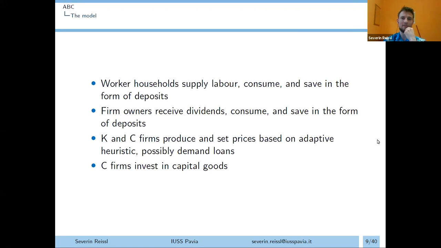There are capital goods firms and consumption goods firms, which make a quantity and a price decision based on an adaptive heuristic, which essentially is based on the assessment of their own price relative to the average market price, as well as whether they have in the past experienced excess demand or excess supply. And these firms possibly demand loans from the banking sector to both finance production, and in the case of C firms, they also may demand loans to invest in capital goods, which they buy from the K firms.